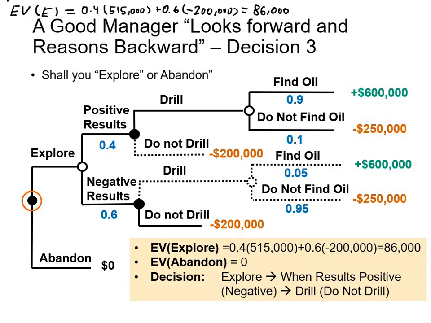And of course the expected payoff or value is 86K, which is greater than the 0 from abandoning it. So the decision is clear, we should explore, and if we get the positive result, then we drill, and if we get the negative result, we do not drill. So now we have derived the optimum decision through backward induction. Okay, let's just stop here and then continue in the next video with the concept of sensitivity analysis.